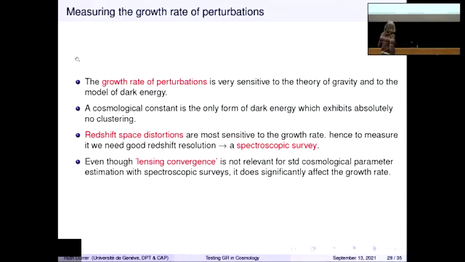And so you need to have a good measure of redshift space distortion. So you want to have the redshifts very precisely. You want to have a spectroscopic survey, not only photometric redshifts, which are much less precise. And people always thought, okay, in this case, this lensing convergence is irrelevant. One doesn't have to include it.